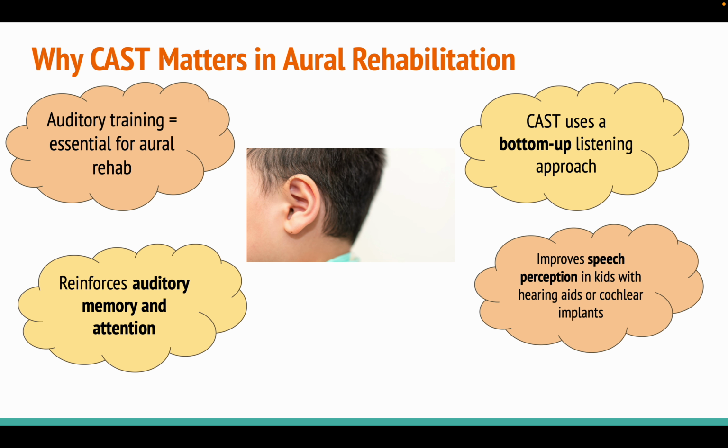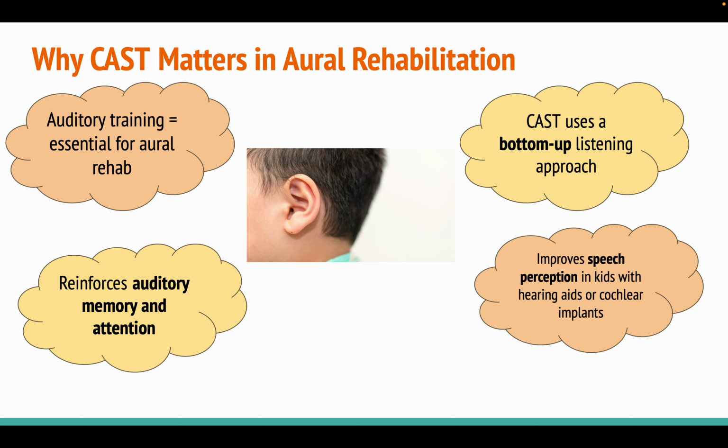So why is CAST relevant in oral rehabilitation? Auditory training is one of the core components of oral rehab. It's all about teaching the brain how to process sound more efficiently. CAST fits into this perfectly because it uses what's called a bottom-up approach. This means it starts with the smallest building blocks, such as individual sounds, and gradually moves towards whole words and sentences. For children who use cochlear implants or hearing aids, this type of sound-level training helps their brain learn to make sense of the electrical or amplified signals they're receiving.